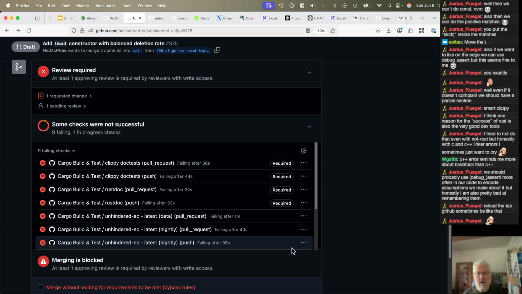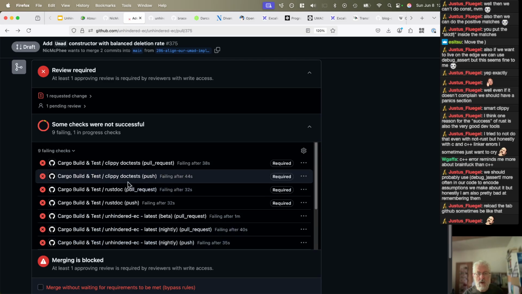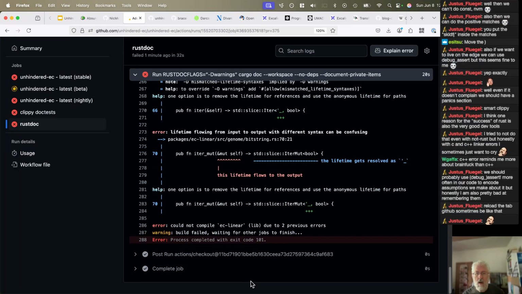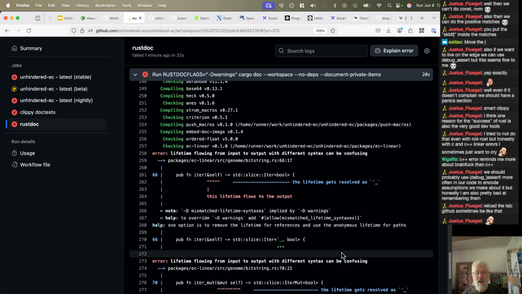Merge is blocked. All kinds of things failed. Ooh, Rustock failed. What? Lifetime flowing from input to output with different syntax can be confusing.